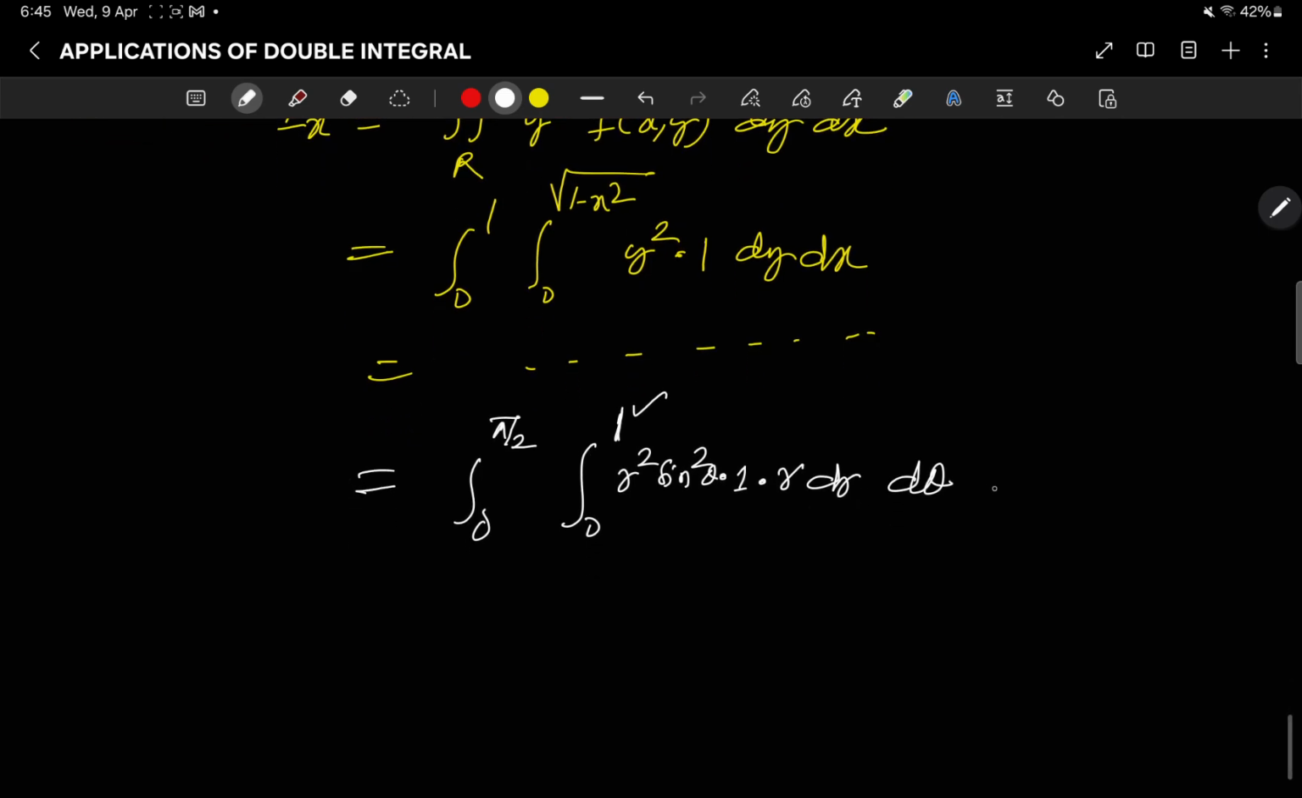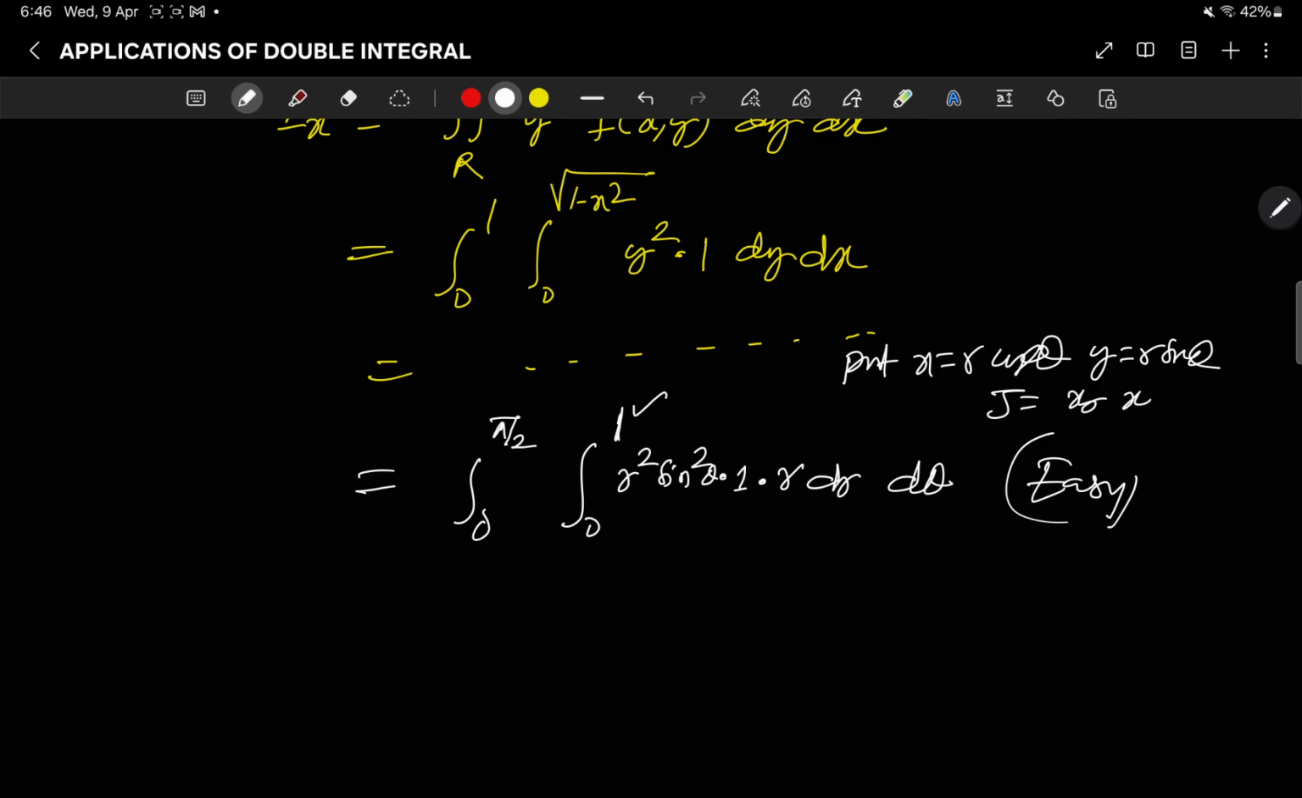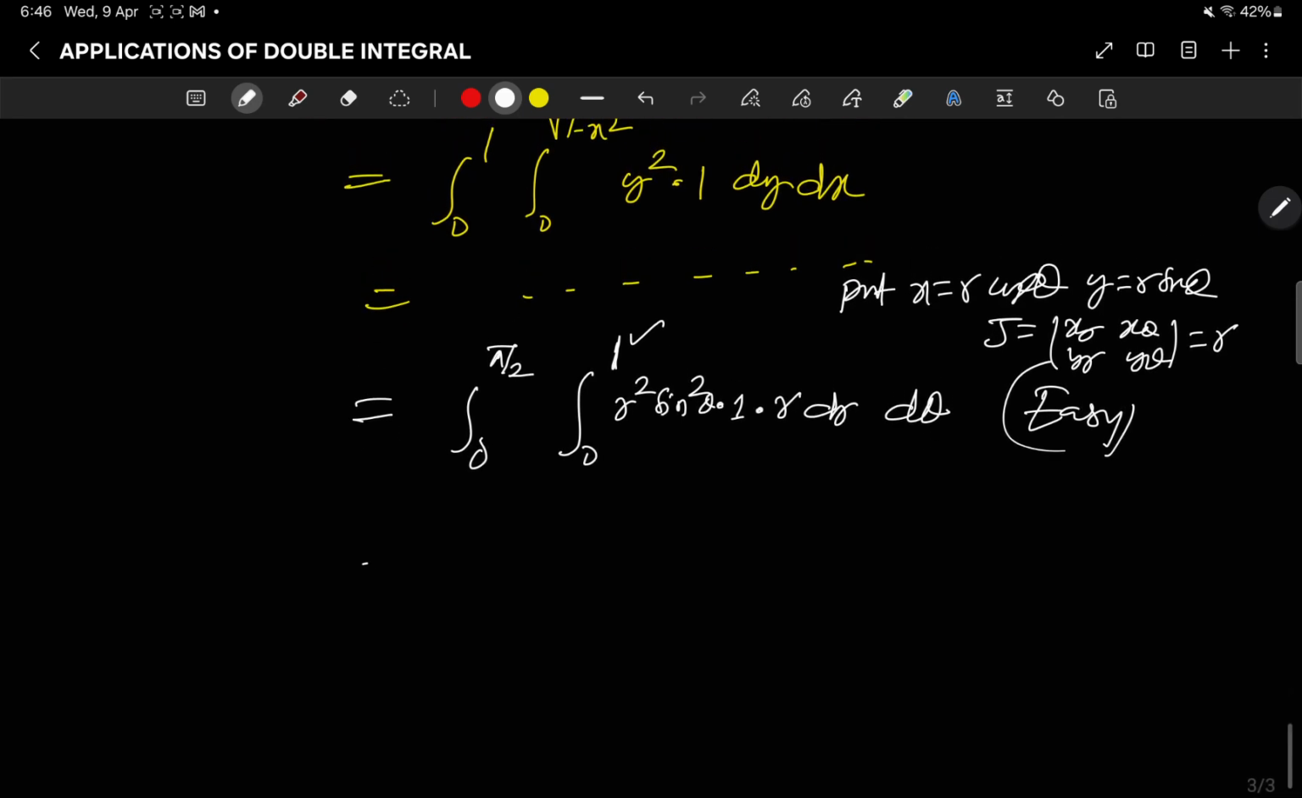Okay, then the evaluation is quite easy. We put x is equal to r cos theta, y is equal to r sin theta, and Jacobian, the determinant of x_r, x_theta, y_r, y_theta, is equal to r. So we change it to the polar system. Okay, so now this integral is quite easy. 0 to pi by 2, for your theta is sine square theta d theta, and r cube, 0 to 1, r cube dr.